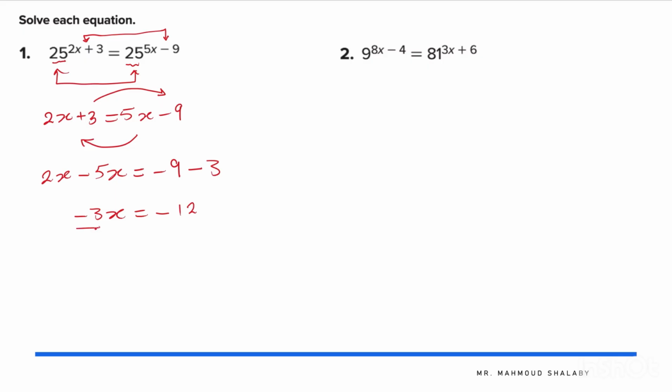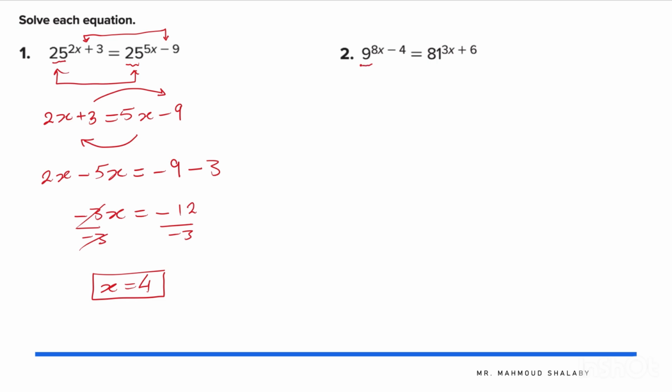To find the value of x here, we will divide by negative 3 on both sides. So we will cancel these. So x equals negative 12 divided by negative 3, which is a positive 4. And that's it. Right. In question 2, things will change a bit, and then later we will have a higher level as well. We will go one by one to see the differences.